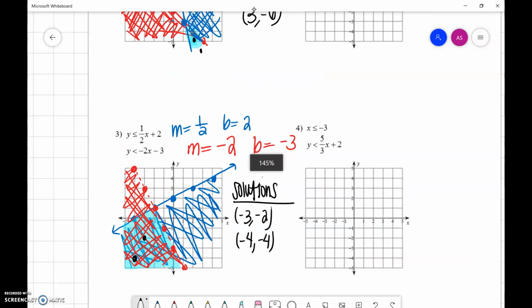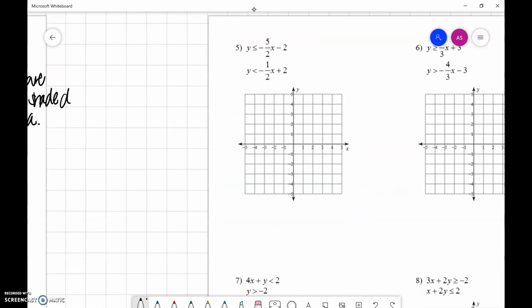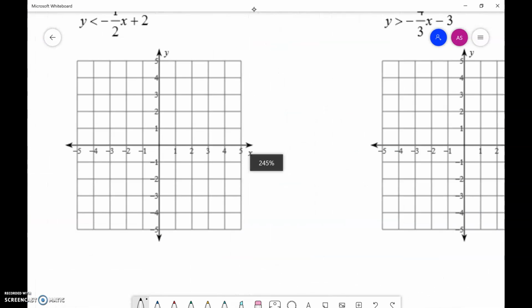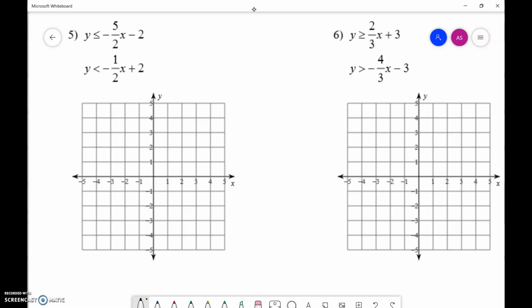All right, let's look at number 5. Okay, so same thing here. Slope, -5/2. Y-intercept is -2. So I'm going to start at -2 and down 5/2, but I can't go down 5. So I'm going to go up 5 and over to the left 2.